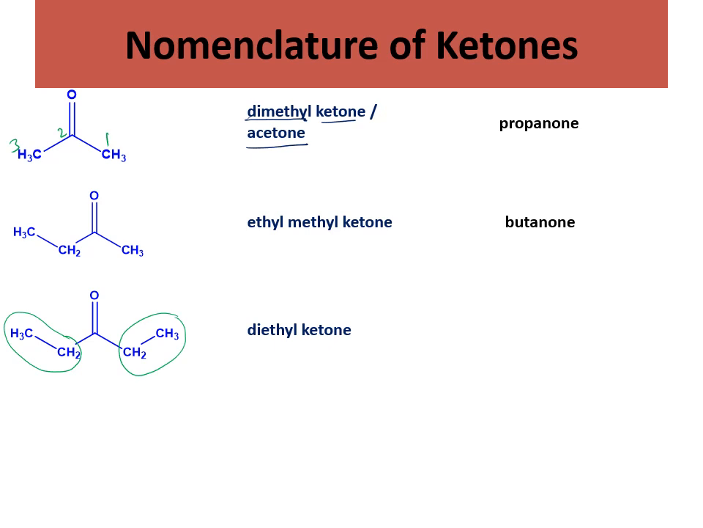And when you want to give the IUPAC name, what will you do? You will number the carbons in the chain and count the longest chain of carbons: 1, 2, 3, 4, and 5. So what you see here is a chain of 5 carbons. So it is giving us the parent pentane, but I will convert it into the ketone name, so it is pentanone.